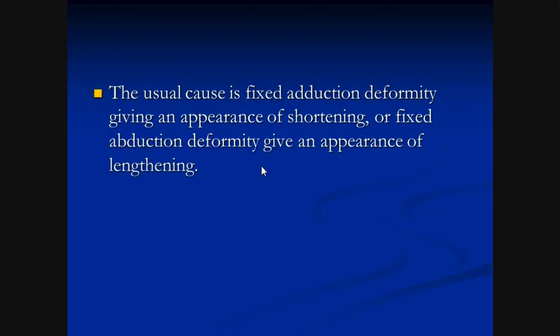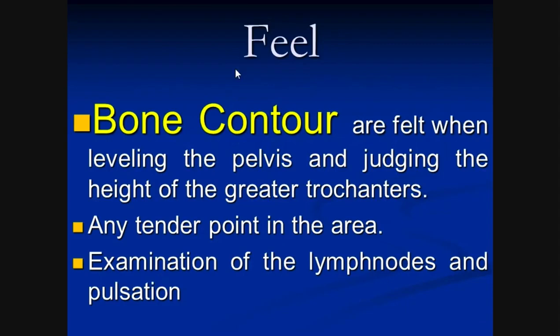Then we go to feel. Feel the bone contour for any local tenderness, for any abnormality around the hip joint, and we must identify the tender area. We must also examine the lymph nodes and the pulsation of the femoral artery and the distal pulsation of the lower limb.